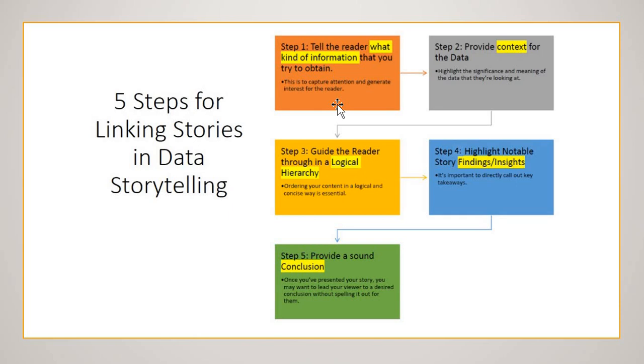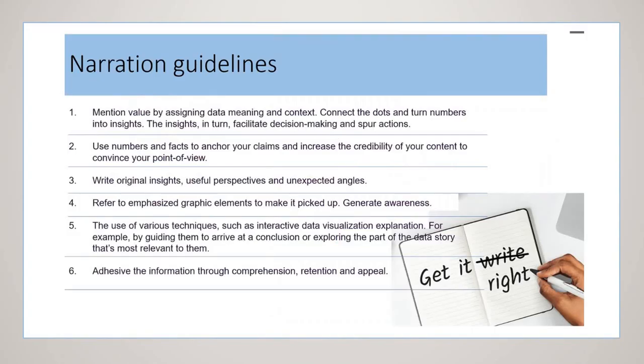Jadi kita boleh persuade orang tu untuk membuat keputusan untuk kurangkan pergerakan. Macam itulah. Okay. Kemudian, narration guidelines. Mention value by assigning data meaning and context. Connect dots and turn numbers into insight. The insight in turn facilitate decision making and spur action. So, dengan nombor-nombor yang you ada tu, tukarkan ke apa yang user sepatutnya faham dan apa yang sepatutnya mereka buat.